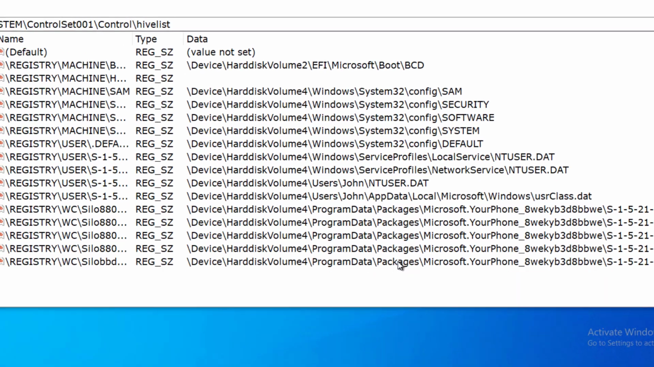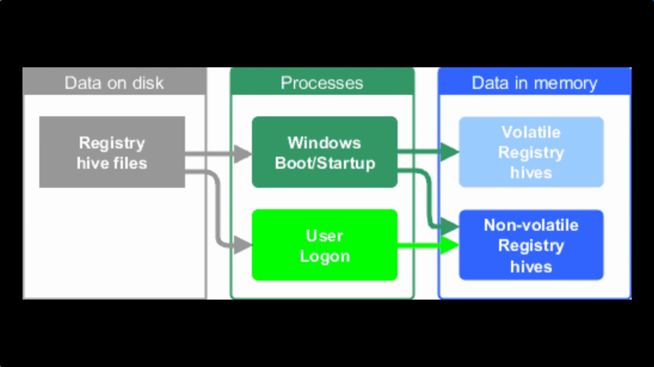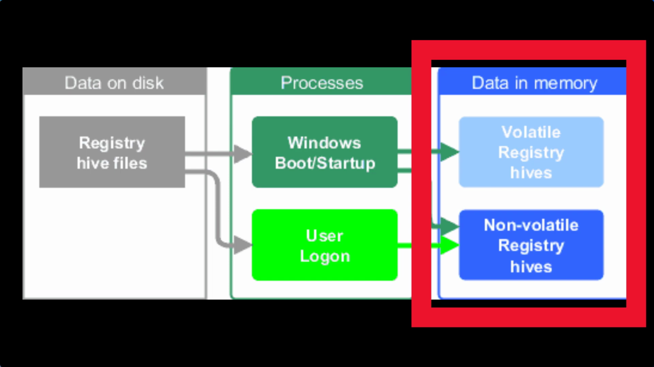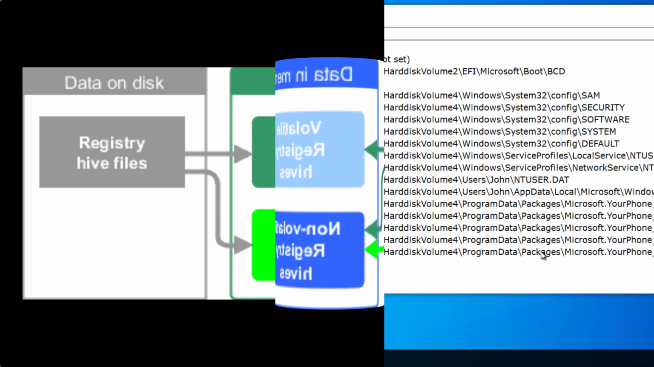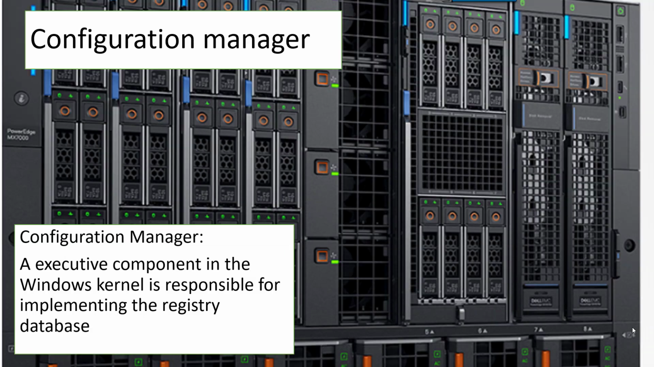So back to that question, what is a registry? It's strategically located and placed files on the hard drive that are loaded into memory that provide the massive configuration information for the operating system and every user that's logged on or part of the system. The Configuration Manager is an executive component of the Windows kernel, and it's responsible for implementing the registry database.